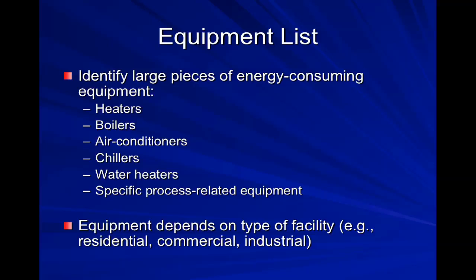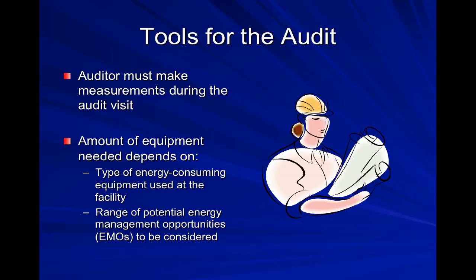Here's a pretty straightforward list of equipment that uses a lot of energy: heaters, boilers, air conditioners, chillers, which is a way of air conditioning, water coolers, and specific process-related equipment. It's all going to depend upon the type of facility and what it's doing. Some of the things the audit will require is that the auditor will quite often need to make more than one visit. Maybe they'll have to visit during the second and third shifts.